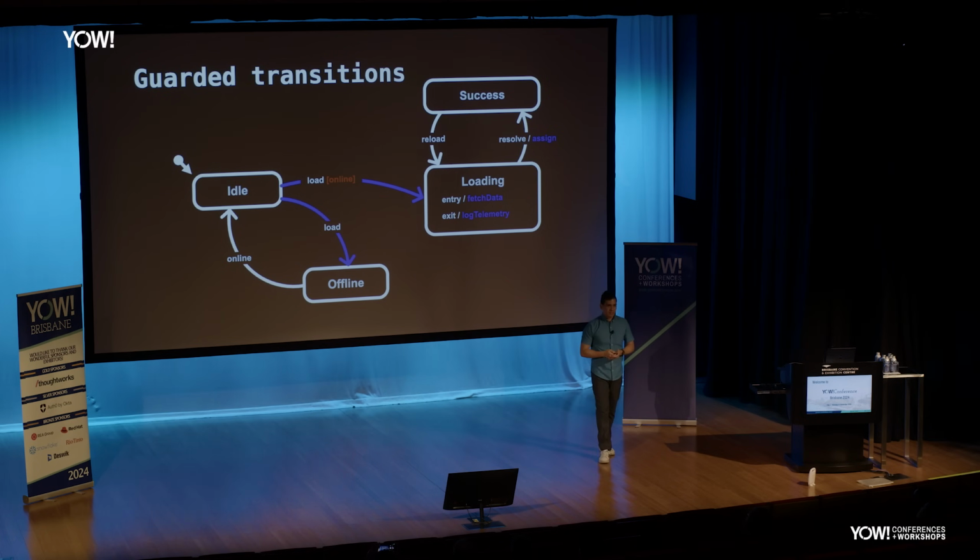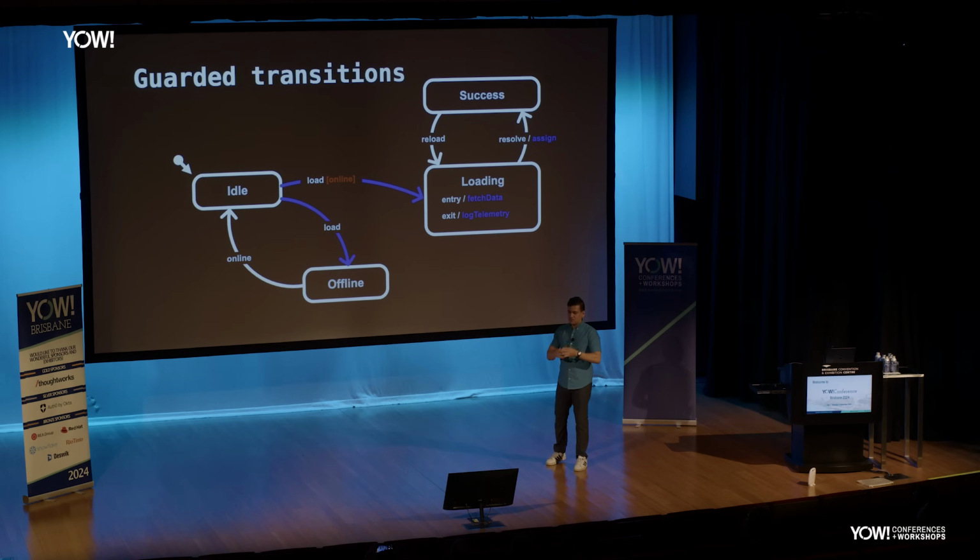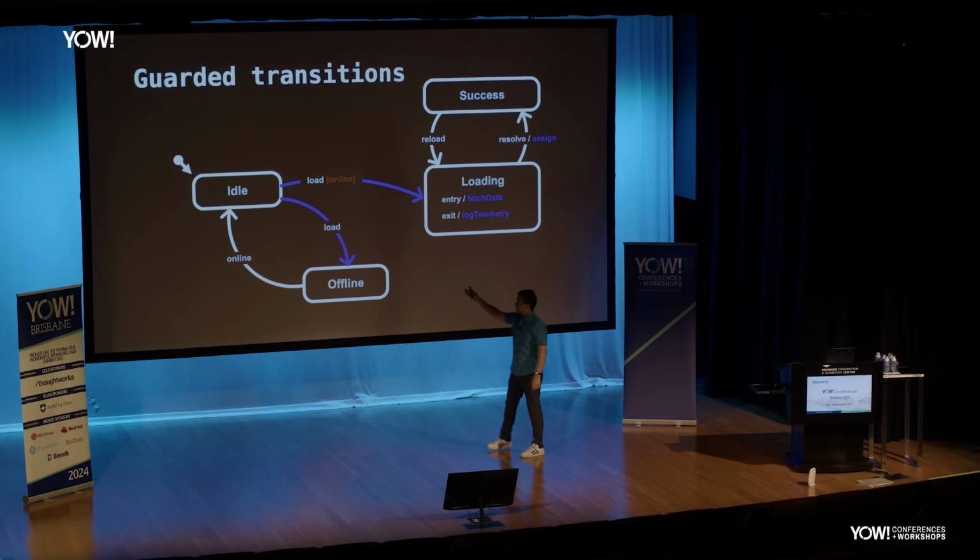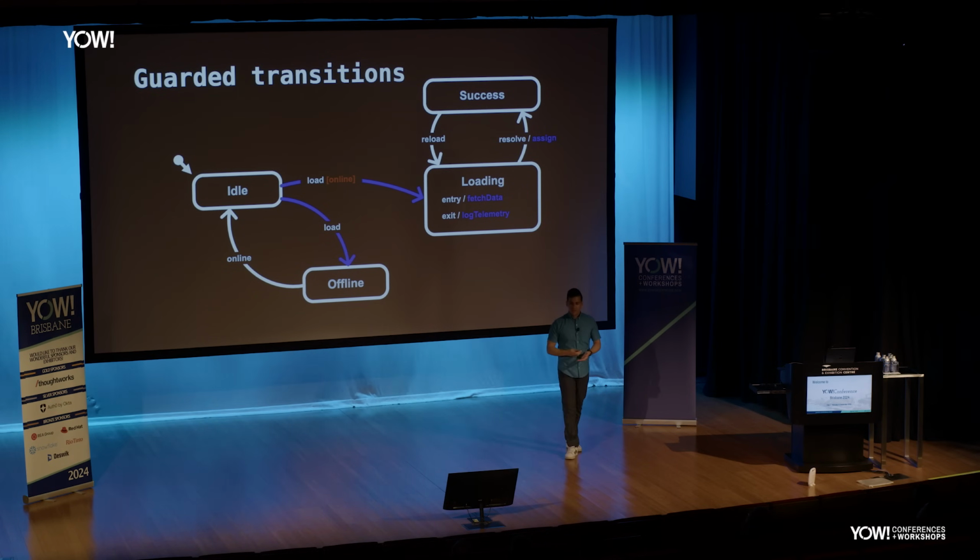Then there's also guarded transitions. So just like a flowchart, we can say only transition here if this condition is true. So only load if we're actually online. Otherwise, we go to the offline state, wait for online, and then we can continue again when we're online.